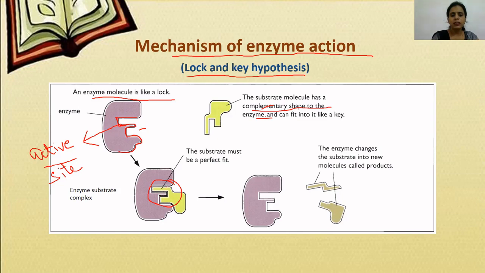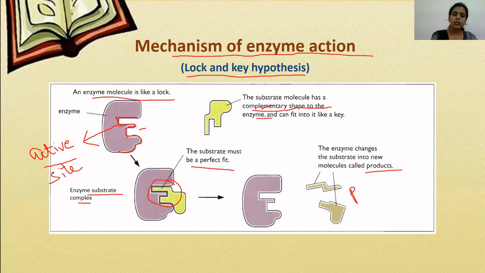Now you can see here in the picture, the substrate must be a perfect fit. That means the shape of the substrate molecule is complementary to the shape of the active site of the enzyme. Hence, it fits perfectly into the active site. This complex of enzyme and substrate is known as the enzyme substrate complex. Once the enzyme fits with the substrate molecule, the enzyme starts acting on it and finally breaks the substrate molecule into the products.